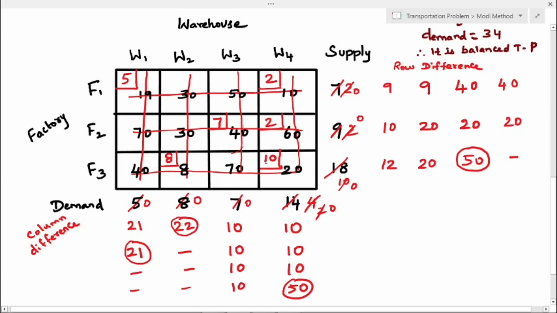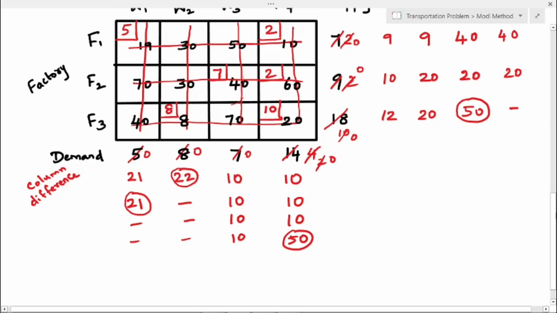So now we have to find whether it is a degenerate or non-degenerate solution. For that we have to use the formula, that is m plus n minus 1 equal to the number of occupied cells.